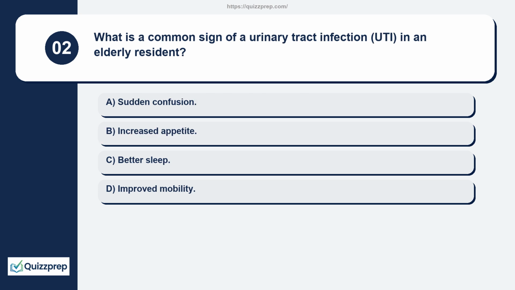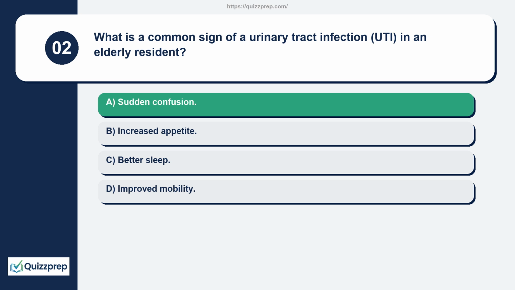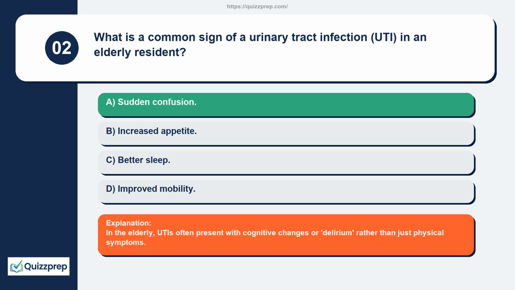Question 2. What is a common sign of a urinary tract infection, UTI, in an elderly resident? Sudden confusion, increased appetite, better sleep, improved mobility. In the elderly, UTIs often present with cognitive changes or delirium rather than just physical symptoms.